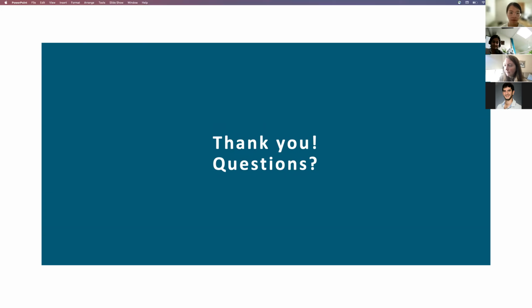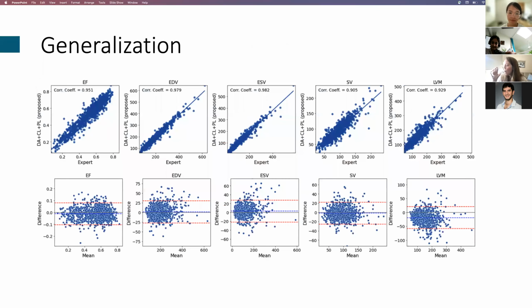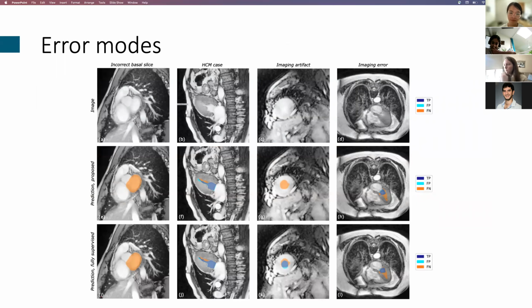Yeah, I actually have one more. Yeah, go for it. So the failure modes where you had one of the parts of the cardiac, the left ventricle, I think. I don't know if it's a pacemaker, but the one with the imaging artifact where it detected a false negative entirely.